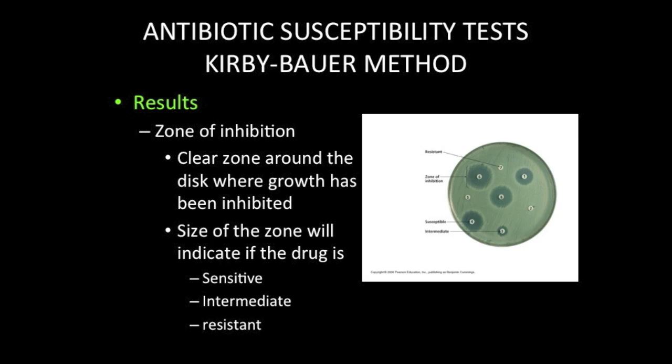If the result is intermediate, it means that higher than normal concentrations are needed to inhibit the bacteria. The effectiveness of the treatment with the drug is uncertain and would likely only be effective if the drug could be administered in higher than normal doses.